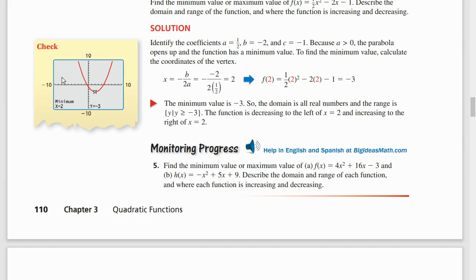And then the decrease, well, it's from 2. If you're going from the left until you get to x equals 2, it's going down. That's a decrease. And then from 2 to the right, it's going up, increasing. So basically everything to the left of x equals 2 is going to be a decrease. Everything to the right of x equals 2 is going to be an increase.